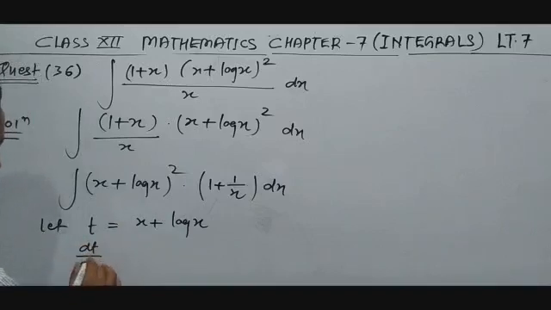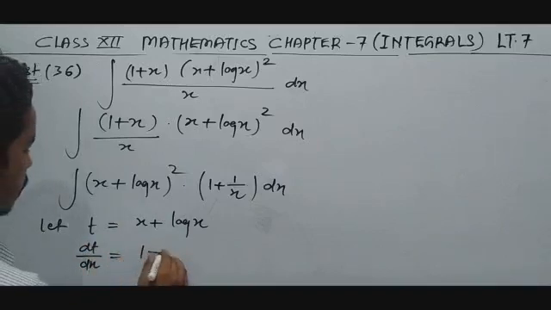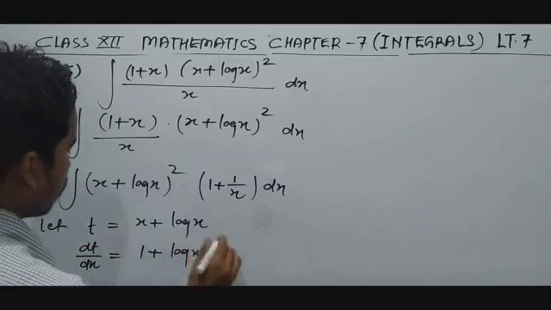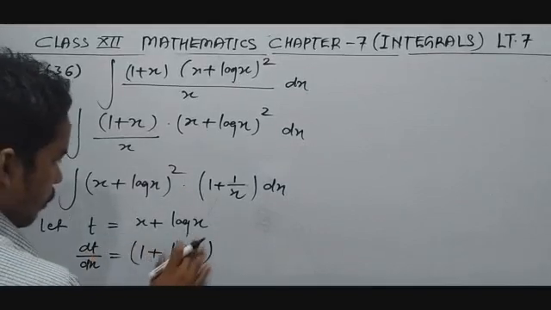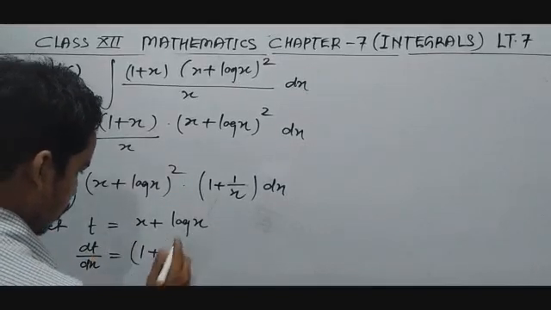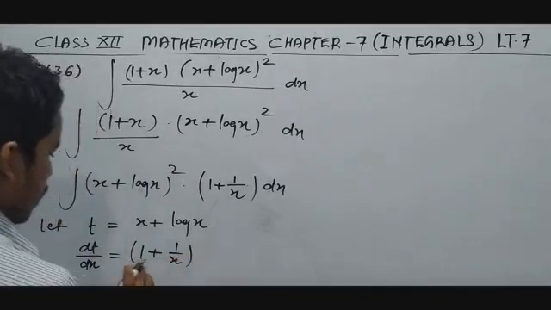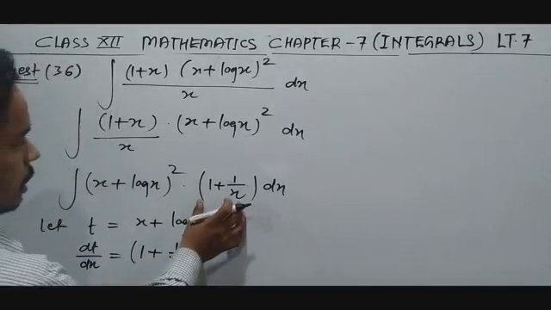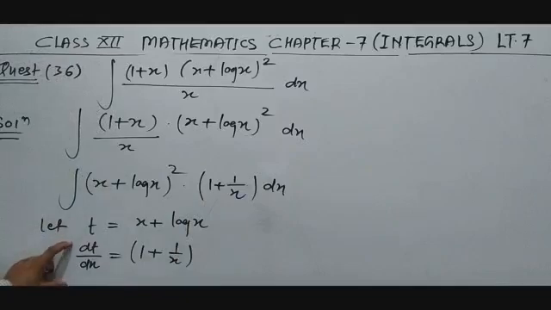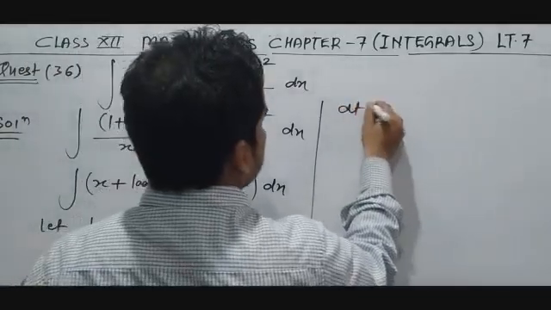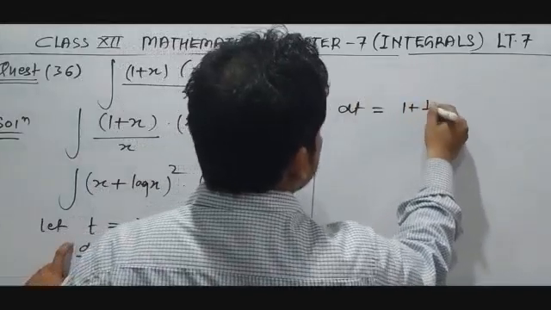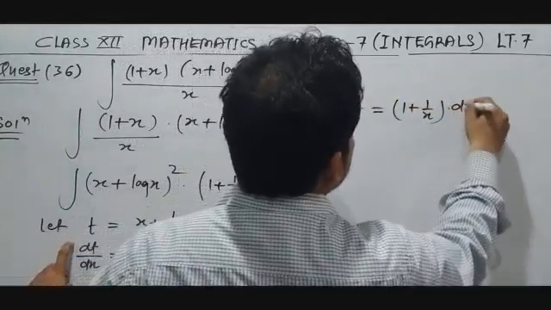Now dt by dx result is 1 plus 1 by x. Its differentiation will be 1 by x, not log x, and this statement is here. So dt can be written as 1 plus 1 by x dx.